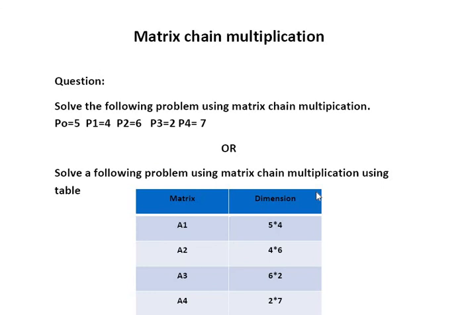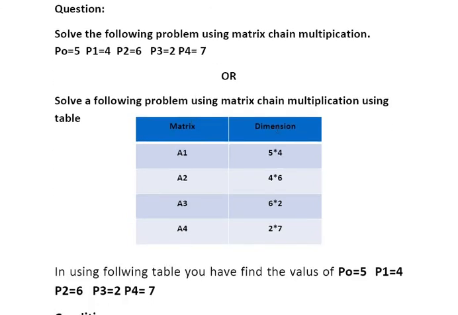So what is the problem? The problem is matrix chain multiplication. Solve the following problem using matrix chain multiplication. You are given the values p0, p1, p2, p3 and p4. Otherwise you are given some matrices and dimensions, that is A1, A2, A3 and A4. So now just assume this value is p0, p1, p2, p3 and the final value is p4. Now based on the matrices you have been given 4 values, 1, 2, 3 and 4.